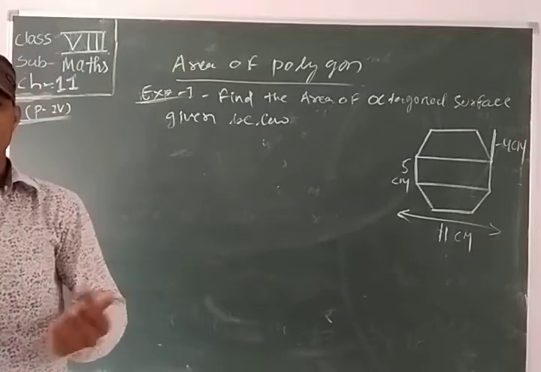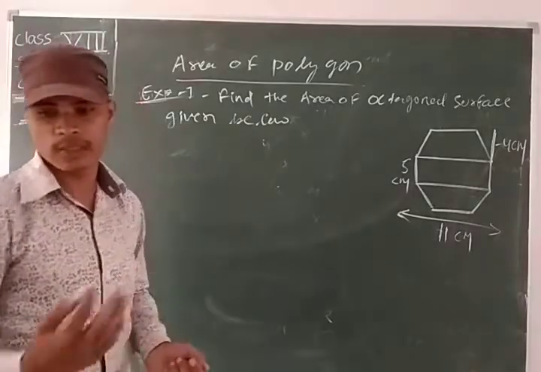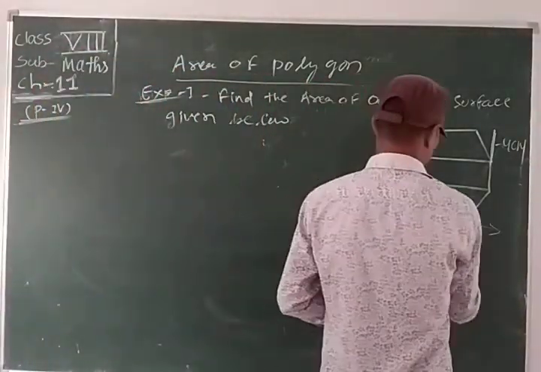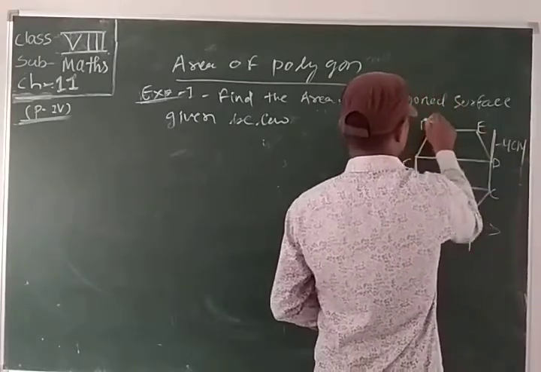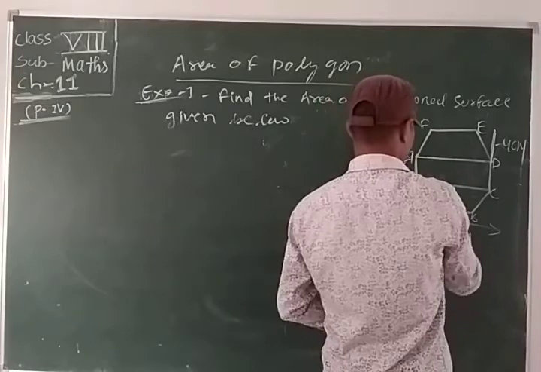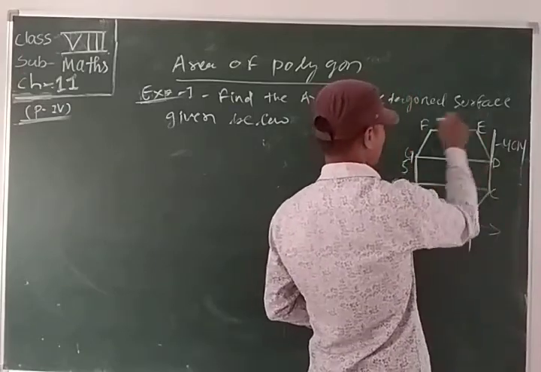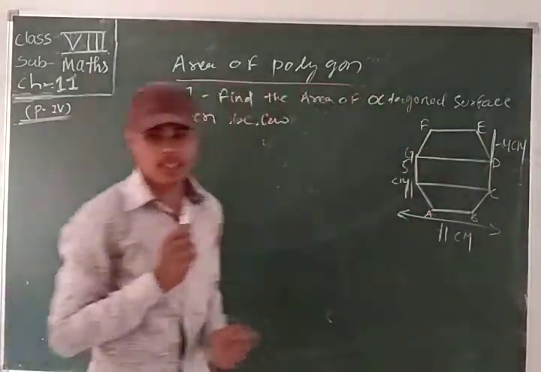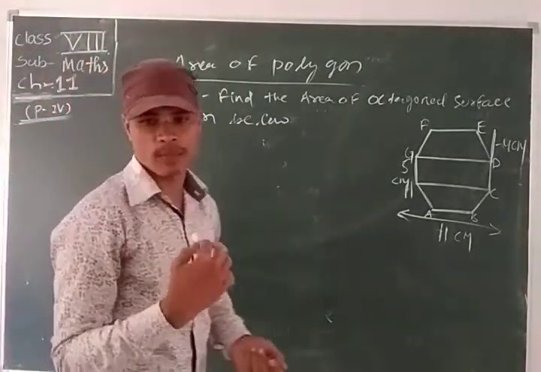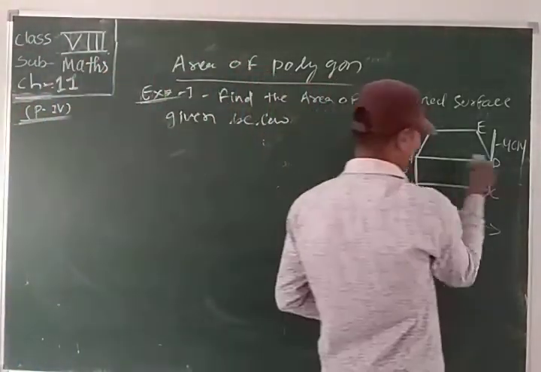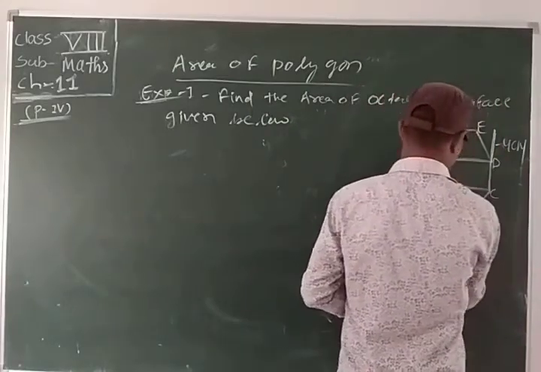First we give the names. Suppose the names are A, B, C, D. Let me start from A, B, C, D, E, F, G, and H. How many sides? 1, 2, 3, 4, 5, 6, 7, and 8 sides. Then how can you find the area? Let's split the regular octagon. First, the octagon is given. Then I split it into rectangles.